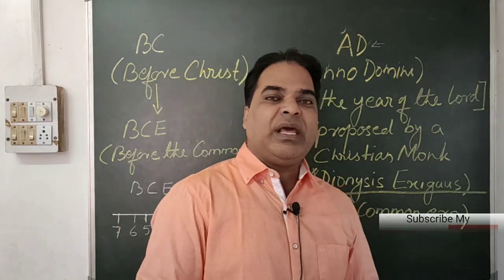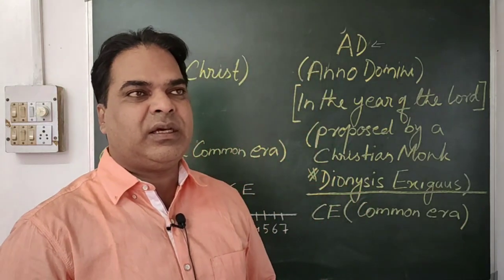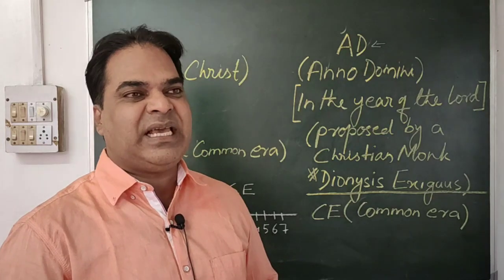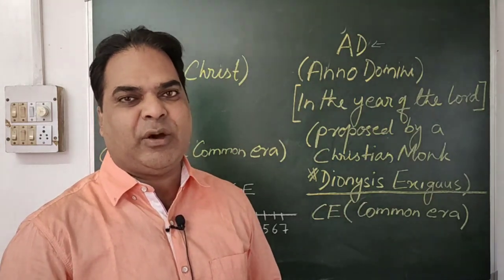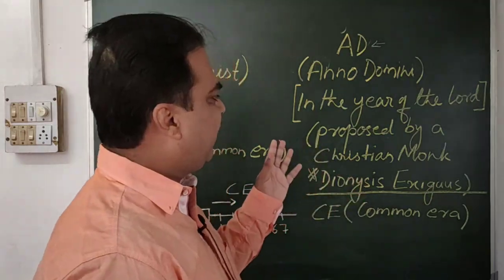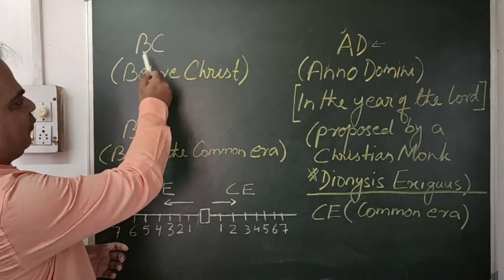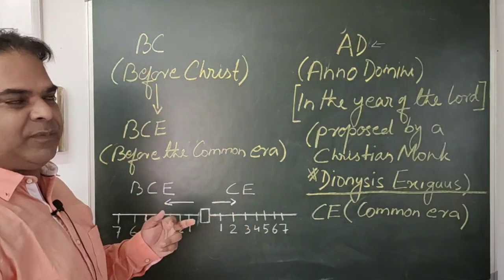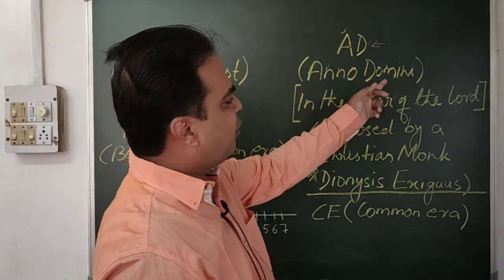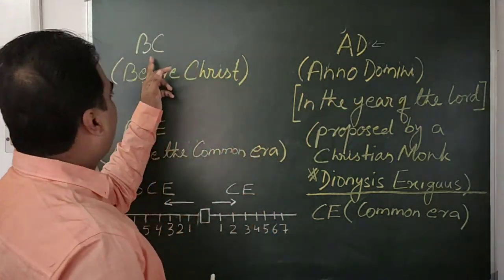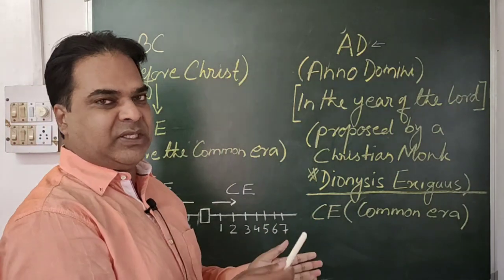Like when I was a student, I was taught BC and AD. So what is BC and AD all about? I'm going to make you understand through this board. So you can see here BC. BC means before Christ, and AD means Anno Domini. Okay, before Christ means before the birth of Christ.